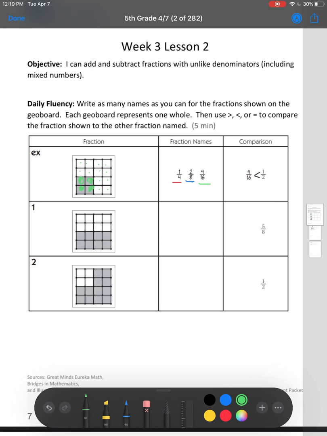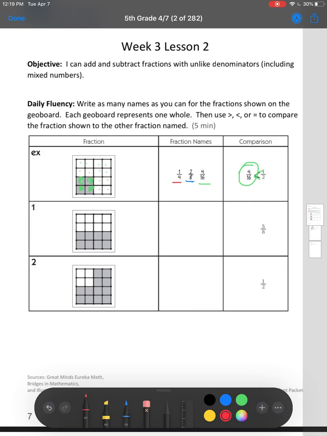And then they said, thinking of 1/4, how many 16ths would I need to equal 1/2? I would need at least 8/16 to equal 1/2. So that means 4/16 is less than 1/2. So that's what we're going to be doing.